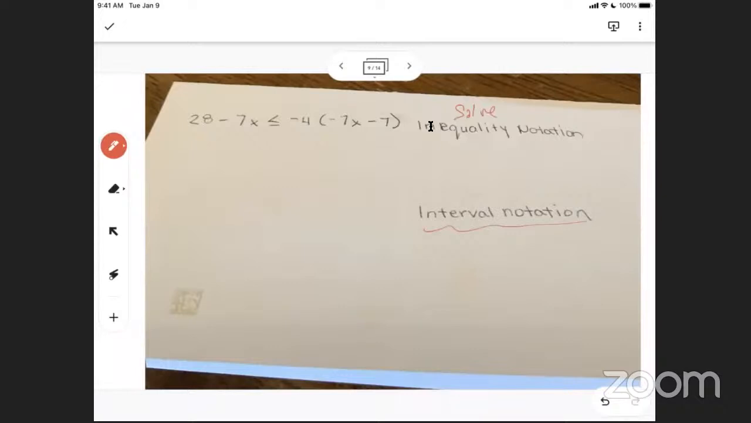First step would be divide by 7. No, don't do that yet, because see how we have a parentheses here? Oh, yeah. Multiply. We're going to have to distribute the 4 in. Yeah, we're going to. So let's do that.